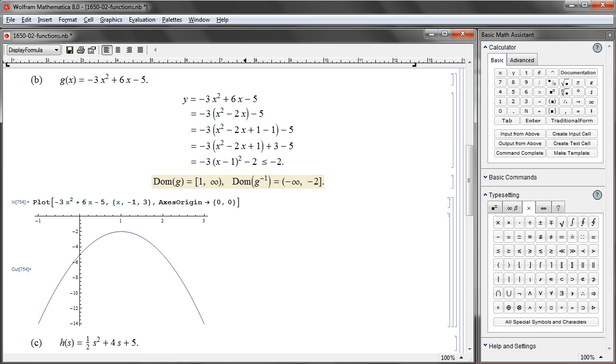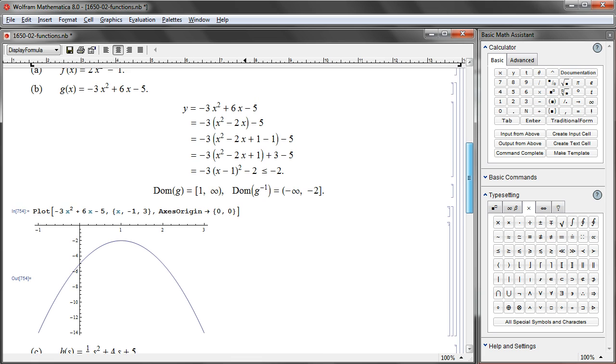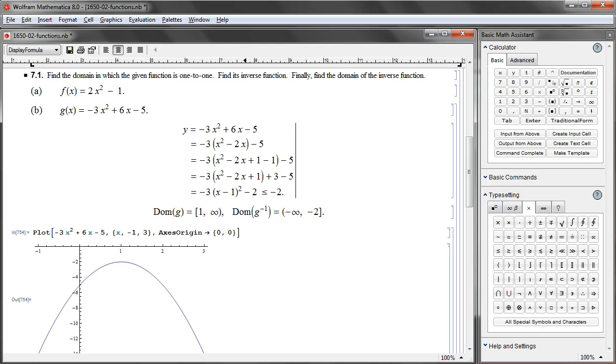Or you can actually algebraically manipulate this equation. So after switching x and y, solve for y to get the inverse function. And that'll have a square root expression. And from there you can find the domain of the inverse function. Either way you can work it out, but in any case it's all about domain.